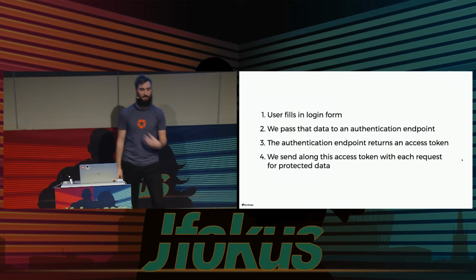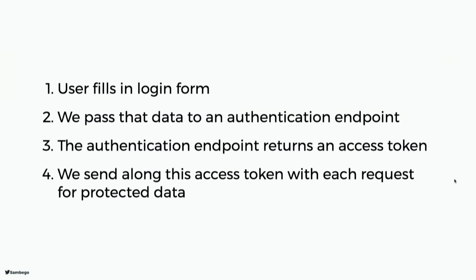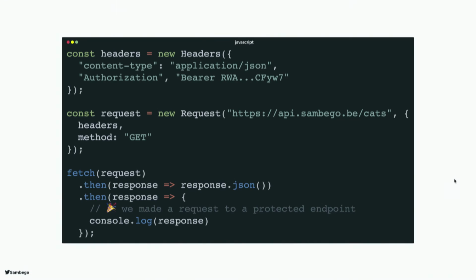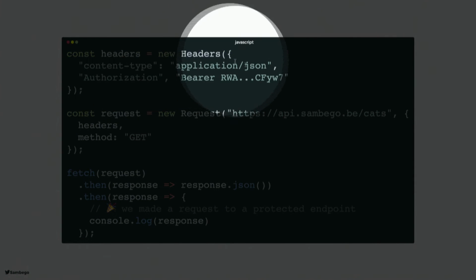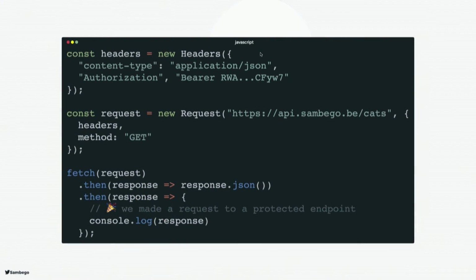So again, the user fills in the login form. We pass the data to the authentication endpoint or authentication authorization server. It validates this, and if it's valid, you get an access token back, and we send along this access token with every request in the future. Looks like this in JavaScript, very simple. The only thing you need to remember is that we send this here as an authorization header. You can just do this with any programming language. This is just JavaScript. Let's move on.